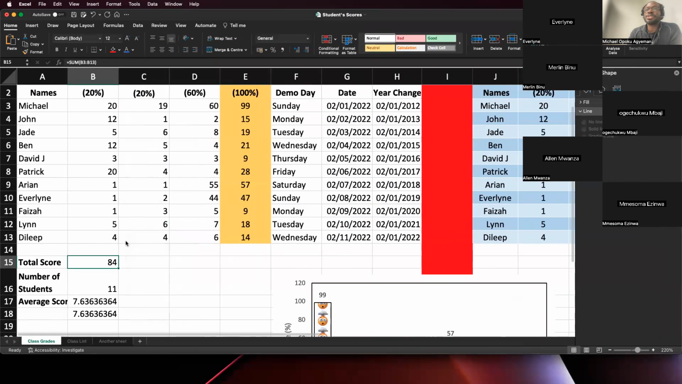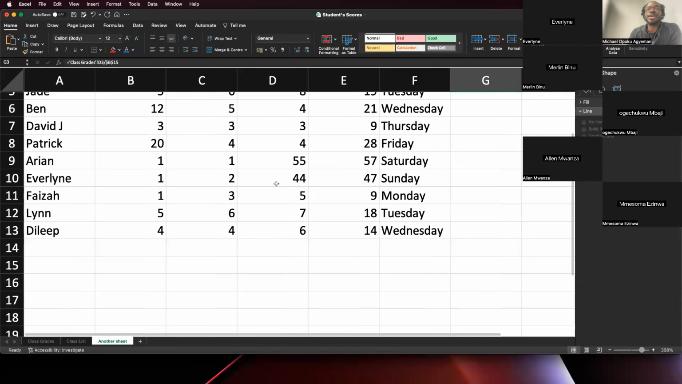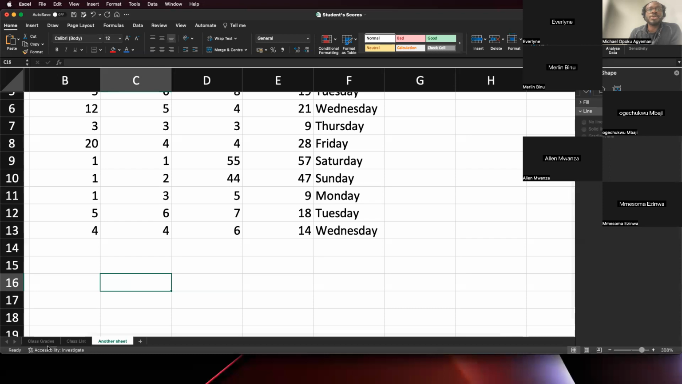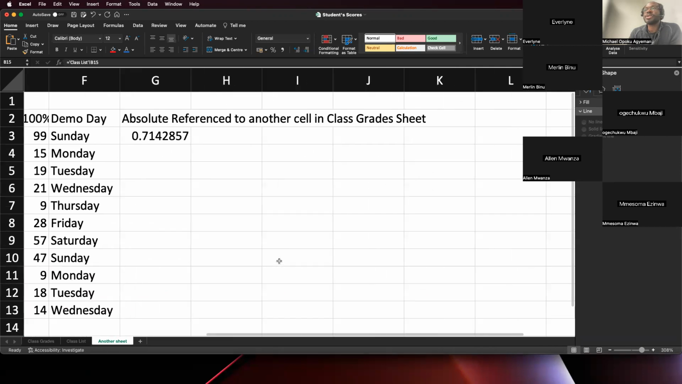So I know why it's happening now. For now, let's put B15 here. What was the value again? Because I can't carry on. 84. Sorry? 84. The value on. Yeah, we've got it now. It's okay, we've got it now.